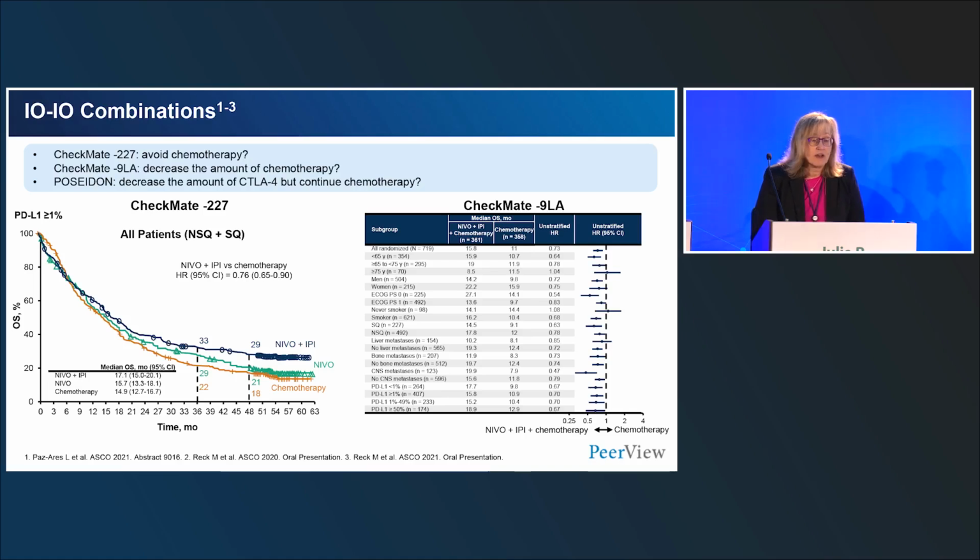And clearly, CheckMate 227 is approved by the FDA for PD-L1 positive disease, and does have NCCN compendia listing for PD-L1 negative. CheckMate 9LA is approved regardless of PD-L1 status, and then POSEIDON the same.